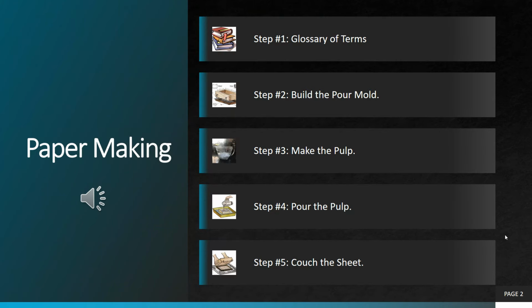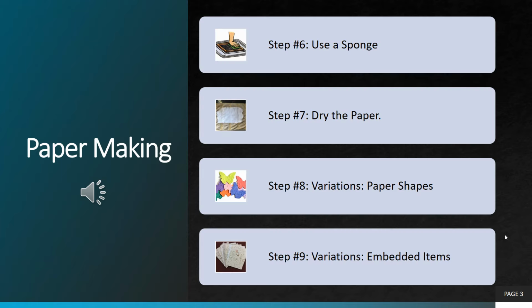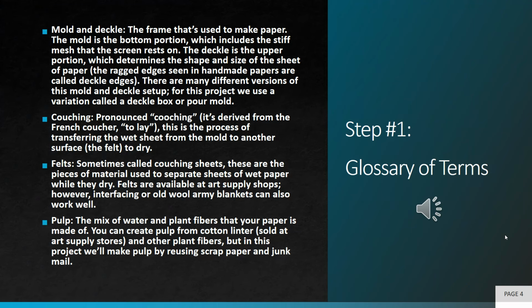So we're going to go over some glossary of terms, build the pour mold, make the pulp, pour the pulp, and how to couch the sheet, which is basically flatten it out and dry it. You'll use a sponge to do the drying process. You're going to dry the paper overnight. Variations of paper and shades, and variations of embedded items of things that you can do. This process is really about how you can make some paper at home.